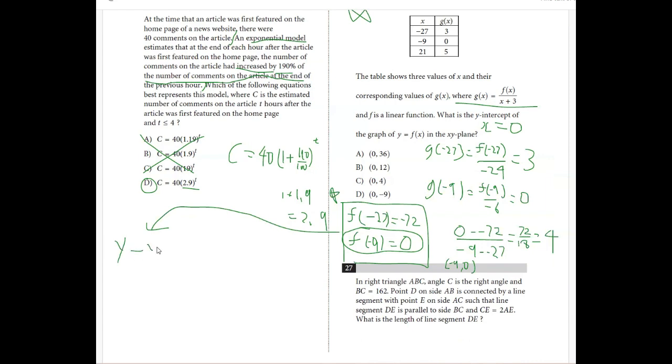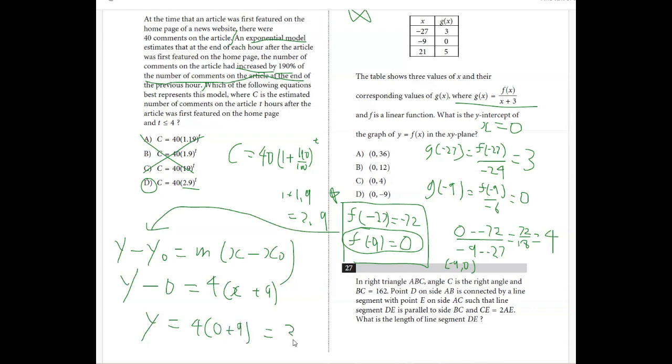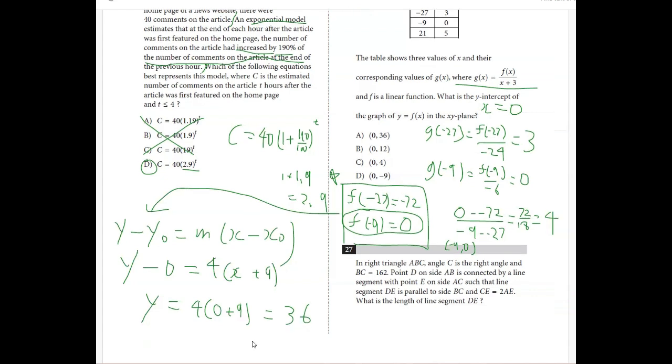So y minus y0 is equal to m times (x minus x0). y minus 0 is equal to 4 times (x plus 9). If I put the 0 here instead of the x, then y is equal to 0 plus 9 here, and this is 36. So the y-intercept is (0, 36). So A is the correct answer.